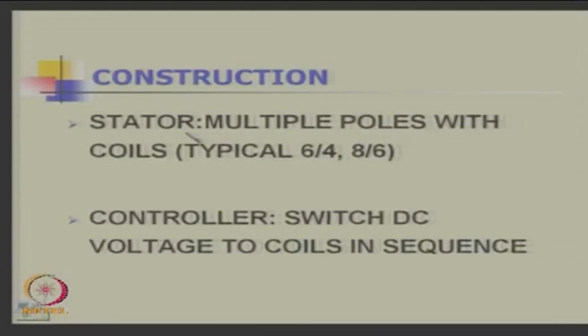Then of course, construction wise we already know the stator has a multi-pole construction, and the typical construction will be stator 6 and rotor 4, then 8-6, okay. Then the controller: you can switch DC voltage to coils in sequence. What the controller does is switch the DC voltage to the coils in sequence, okay.